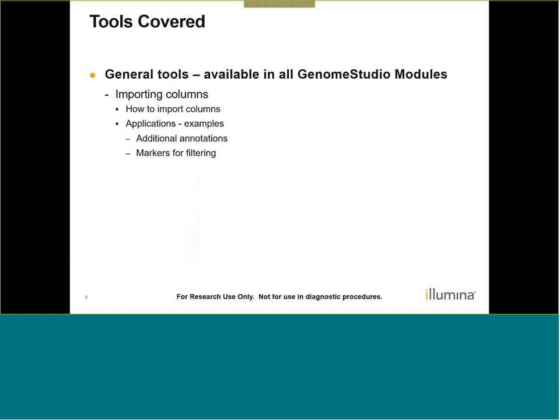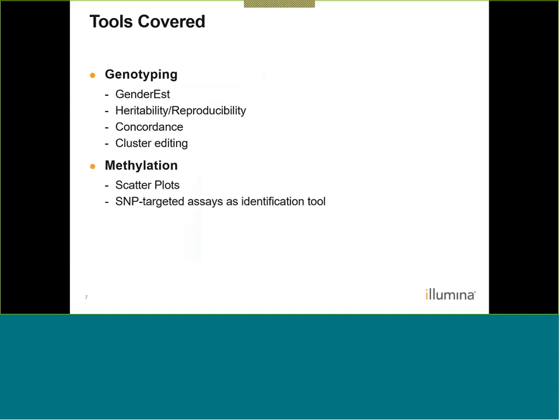First, we'll be looking at how to import columns. This is a tool that is available in all GenomeStudio modules, and we're going to go over how this tool can be used, for example, adding annotations and perhaps marking particular markers for filtering. In addition, we're going to review tools that are specific to genotyping and specific to methylation and gene expression.